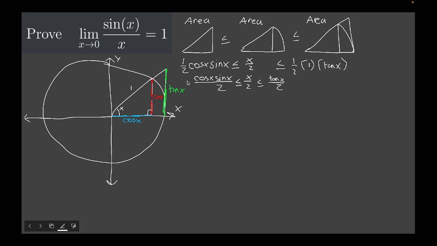Now what I'm going to do is multiply each of these by 2. So we're going to multiply this one by 2, multiply this one by 2, and then multiply this one by 2.